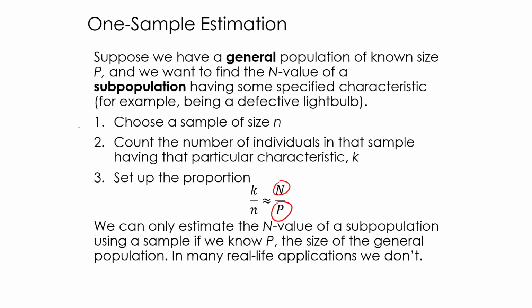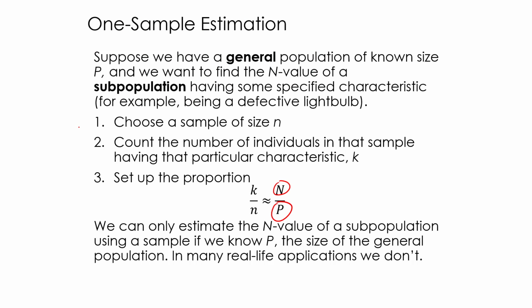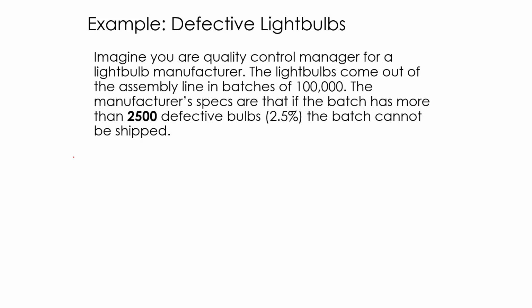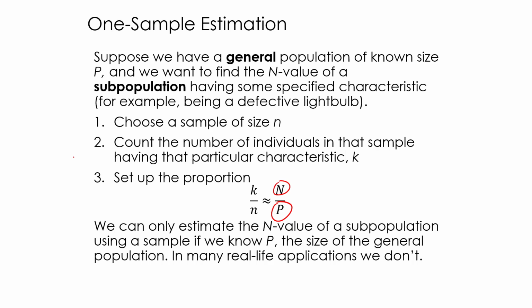We count the number of individuals in that sample having the particular characteristic. And again, this is only an approximation. So what we're looking for is the number of red gumballs divided by 40. How many red gumballs do we have? It works out to be 70, so 14 are red. This worked out very nicely. If it hadn't, we would just round it off. So there are approximately 70 red gumballs out of those 200.